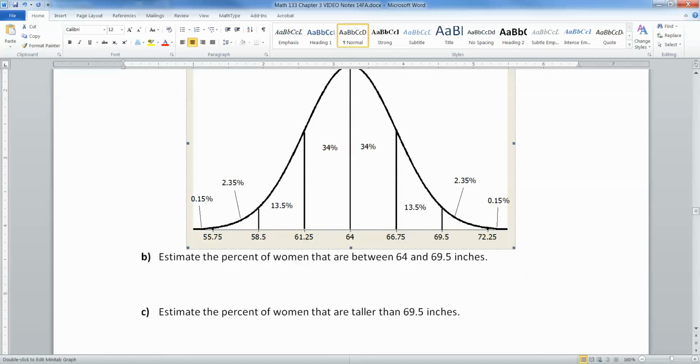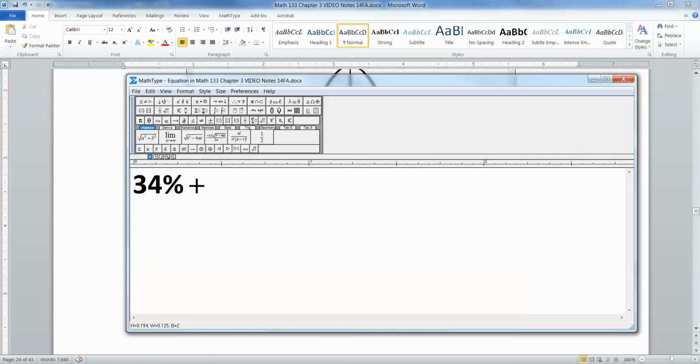All right, now that we know how to draw this curve, let's find the percentage of women that are between 64 and 69.5. Okay, well, that's in here, right? So starting at 64 and working our way to 69.5, that's 34 plus 13.5. So let me write that out. That'd be 34% plus 13.5%, which makes a grand total of 47.5%.